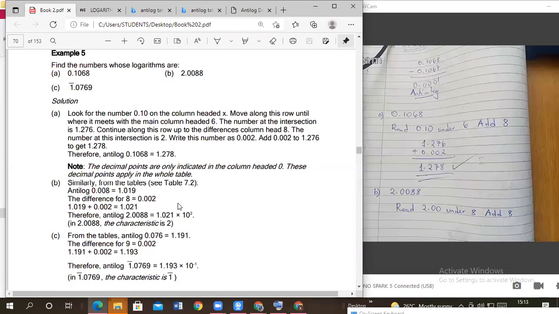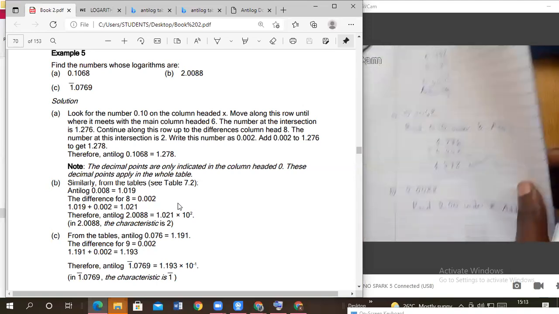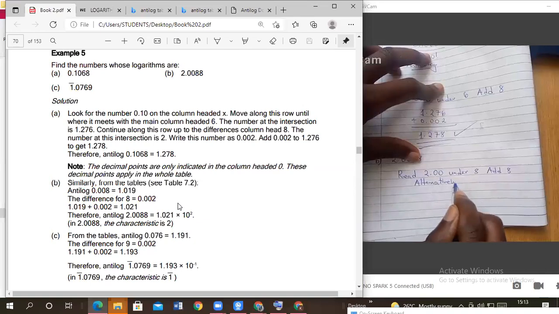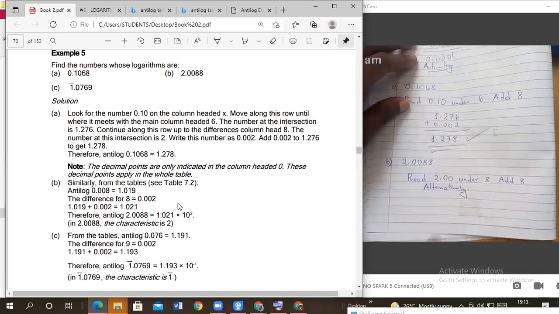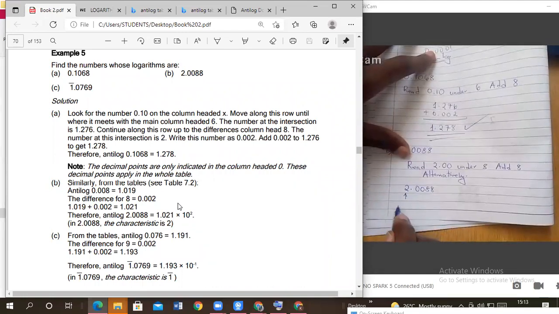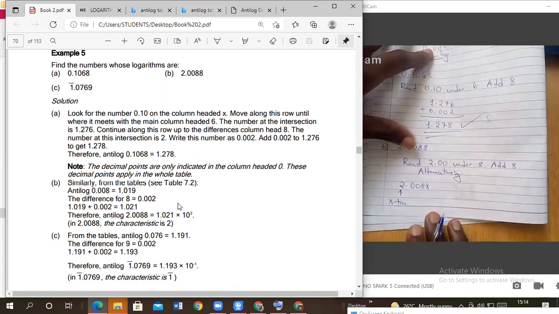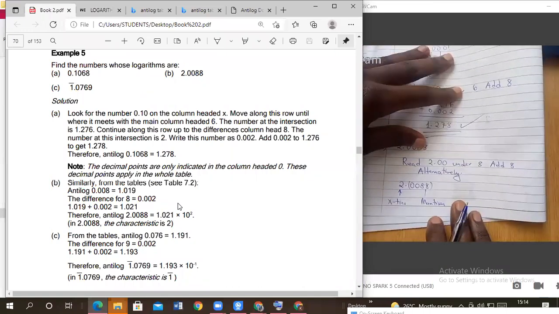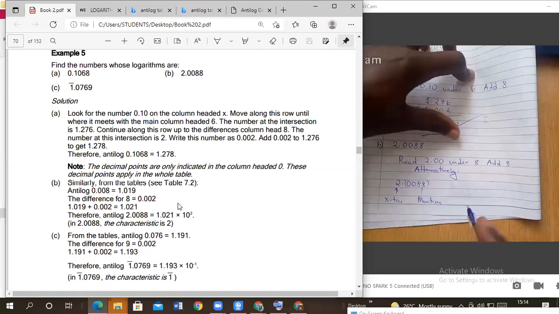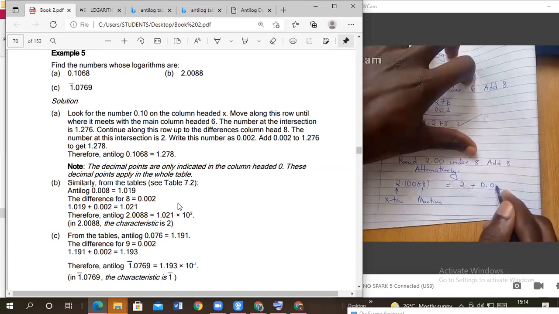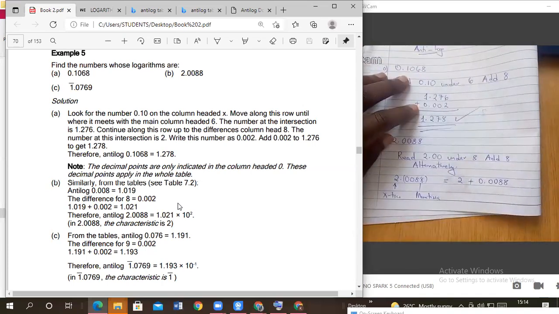Remember, there's no log which is beyond 1. Alternatively, members, I'm giving an alternative, okay? Because of 2.0088, if you remember, I said this is our characteristic, not so? Then this one is called the mantissa. So to get this one is the same as adding 2 plus 0.0088. Have you seen that?